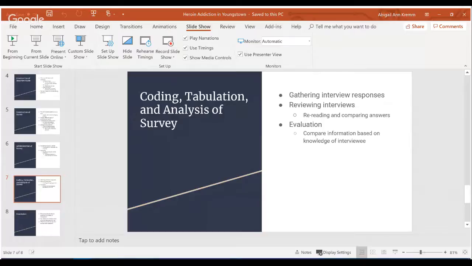All right, on to the conclusion. Wait, I gotta stop sharing first. Figuring out this pattern slowly.